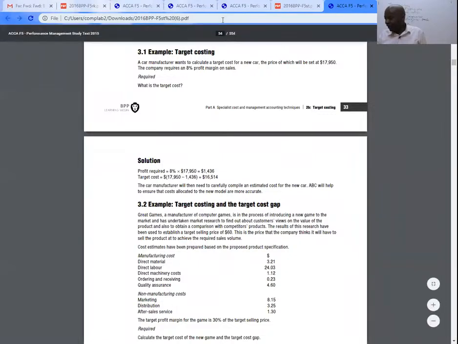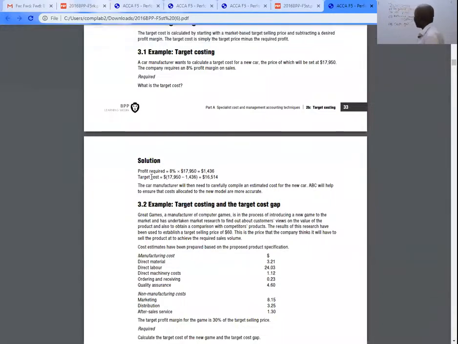Now, the first thing that I will do is to identify my projected targeted selling price. The targeted selling price here, they have told us, is 60. The targeted selling price is 60, ladies and gentlemen.